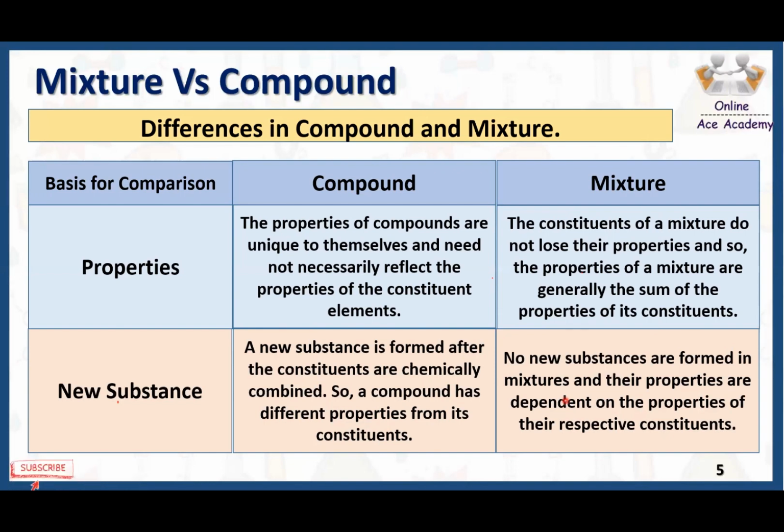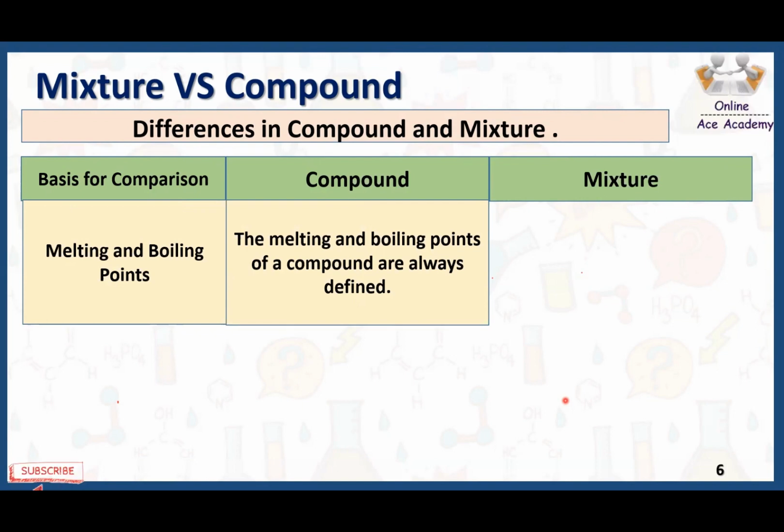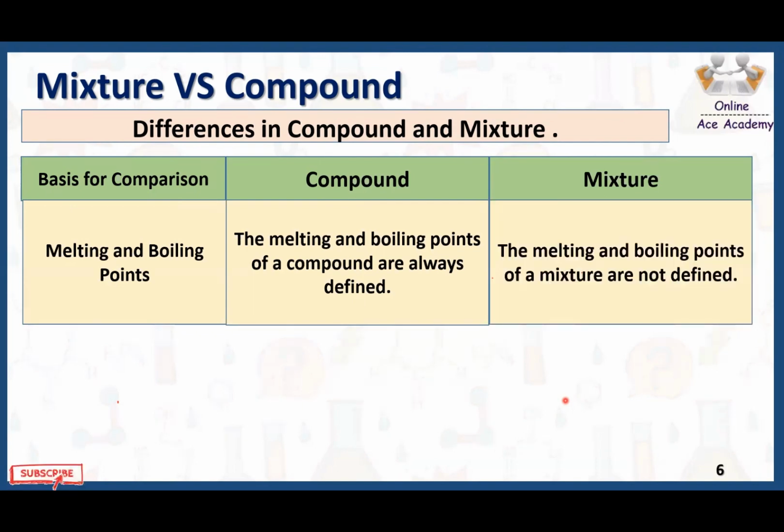Of course, if I'm mixing salt into water, it's just making a solution. No new compound or new substance is formed as such. Whenever elements join together, they form a new compound with unique properties. But on the other hand, in the case of a mixture, no new substance is formed. The melting and boiling points of a compound are always defined. The melting and boiling points of a mixture are not defined.